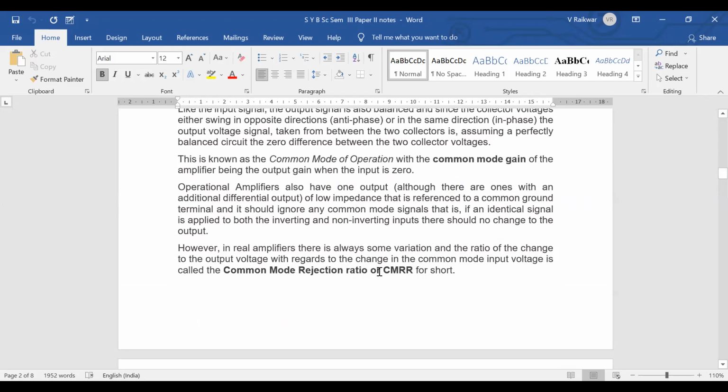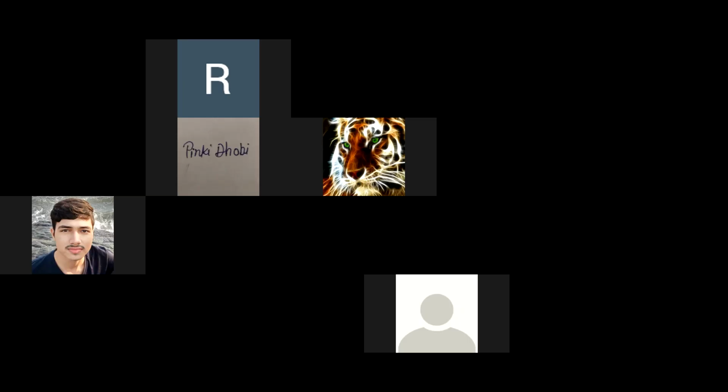This is the common mode rejection ratio. I will discuss this later on. Already 50 minutes are done. Okay, we will discuss the CMRR issue in the next lecture.